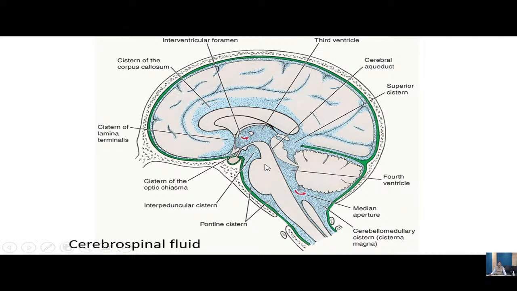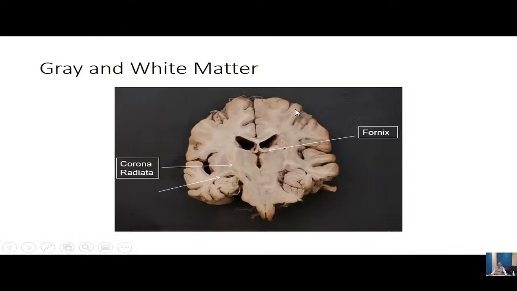So CSF is both inside the brain and outside the brain. And which is the channel through which the CSF comes out of the brain? It is known as the median aperture of Magendie and foramen of Luschka. So there are three apertures in the brain stem. One central aperture is the median aperture of Magendie, and two lateral apertures called foramen of Luschka, through which the CSF comes out.